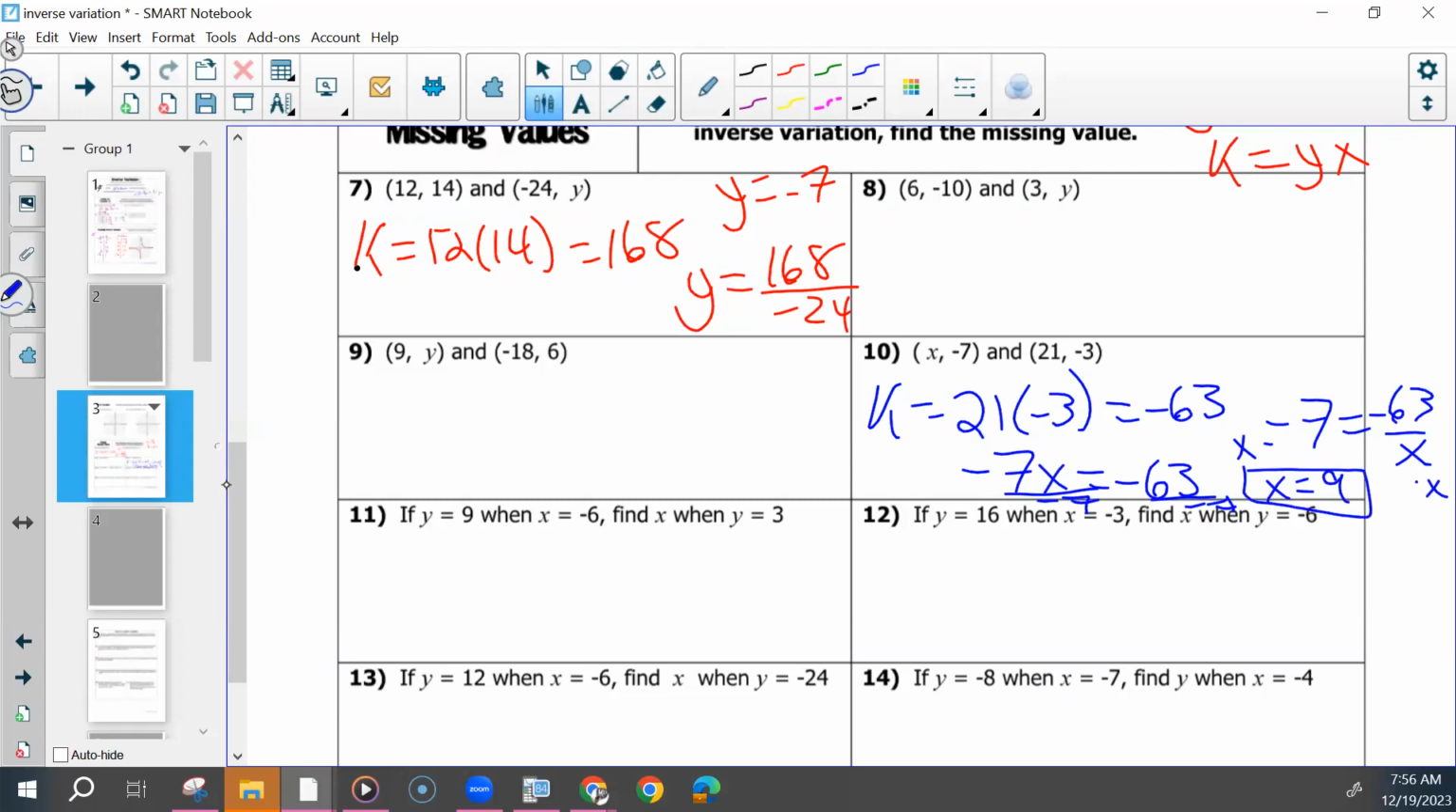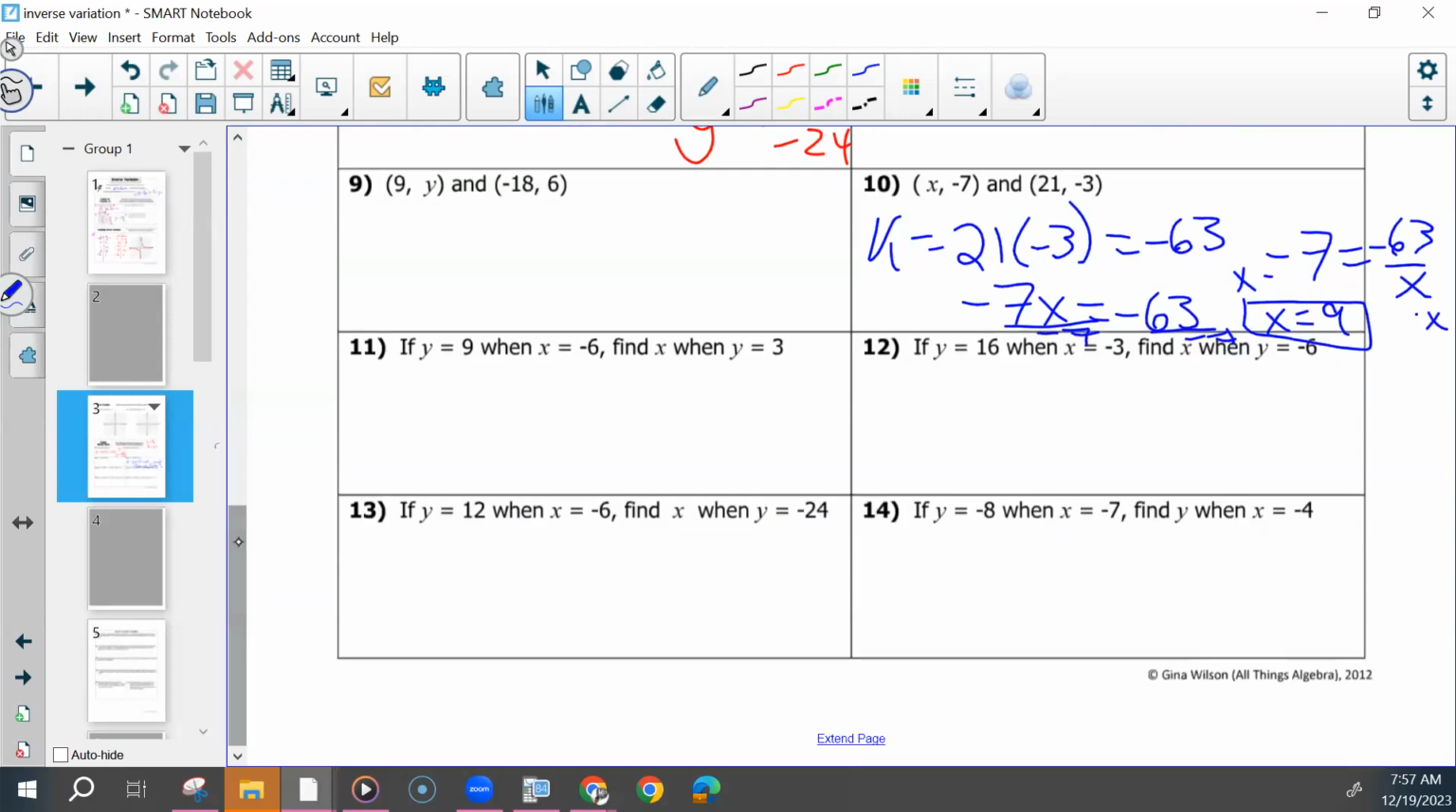So x equals 9. And if I multiply that with a negative 7, I should get negative 63. Those work. Questions on that? Okay. Then same process, it just has more words.